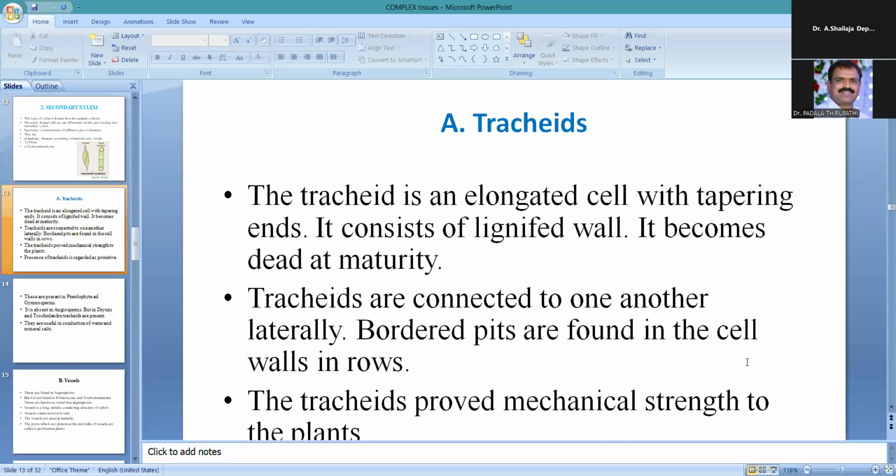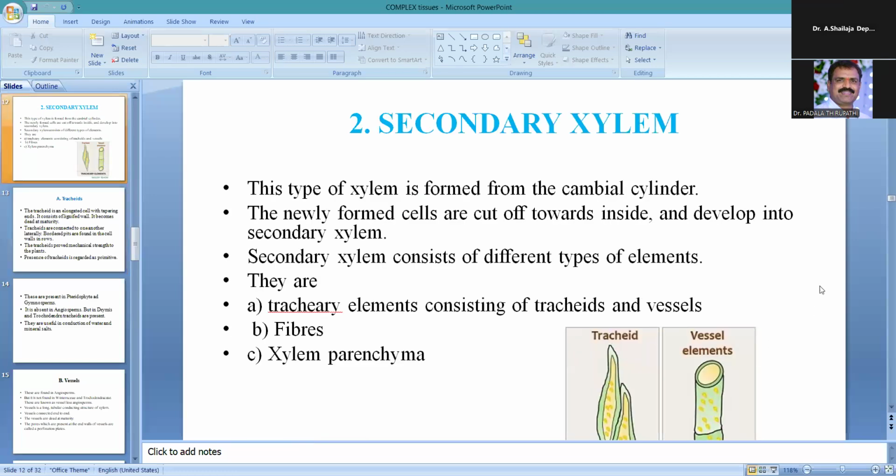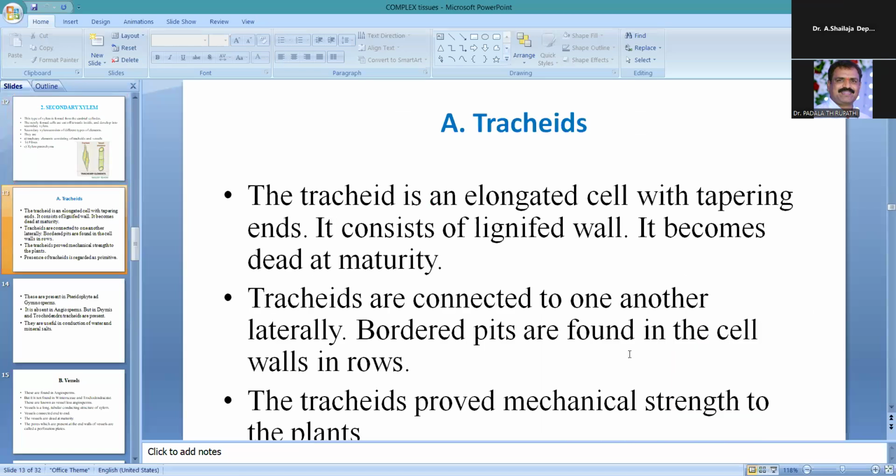Come to the next, tracheids. The tracheid is an elongated cell with tapering ends. This is the tapering end. It consists of a lignified wall. It becomes dead at maturity. This is one of the tracheid elements. Tracheids are connected to one another laterally. Bordered pits are found in the cell walls in rows. The tracheids provide mechanical strength to the plants. That is about the tracheids.